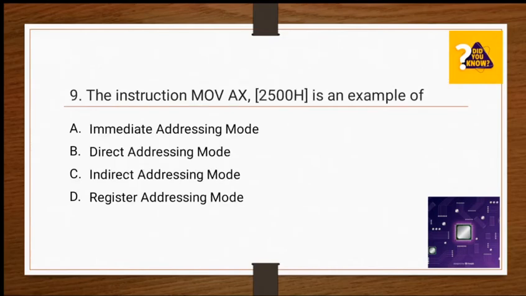The next one: the instruction MOV AX, [2500H] is an example of. The options are option A, immediate addressing mode; option B, direct addressing mode; option C, indirect addressing mode; option D, register addressing mode. So the answer is direct addressing mode. So MOV AX, [2500H] is an example of direct addressing mode.